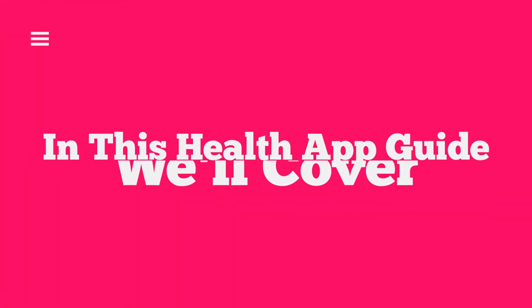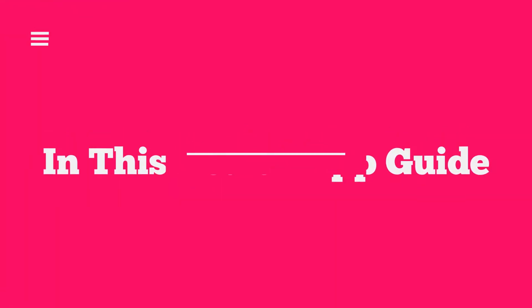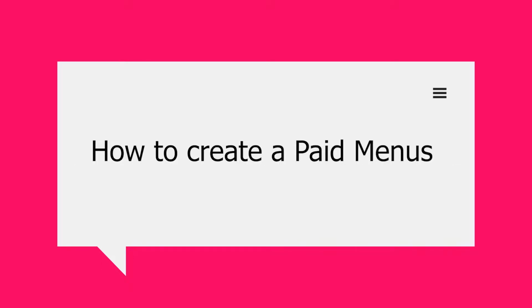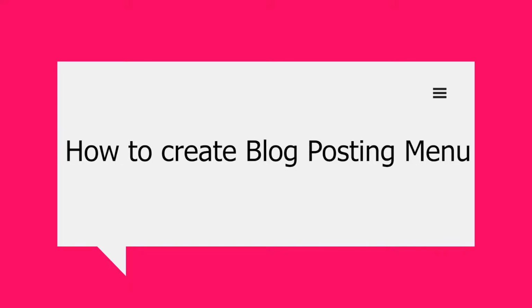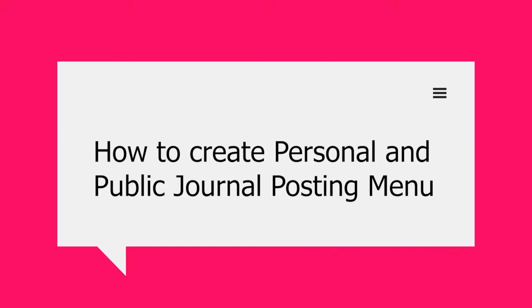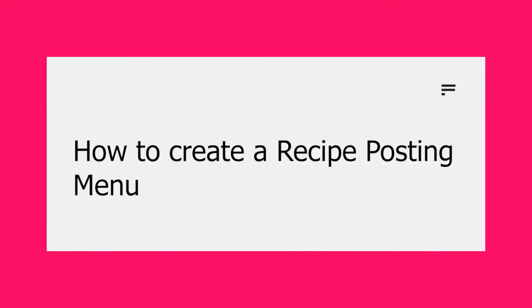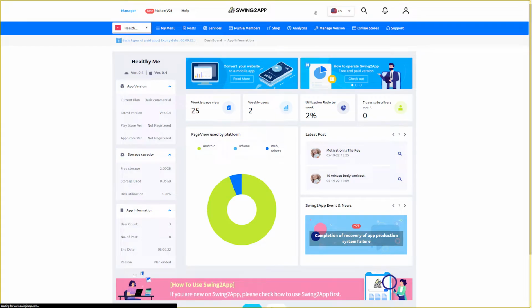In this part of the Held Up Guide, we will cover the following topics: how to create a free trial menu, creating a paid exercise routine menu, creating a blog posting menu, building a personal and public journal posting, and lastly, we create a recipe menu. Let's start with the 7-day free trial menu.